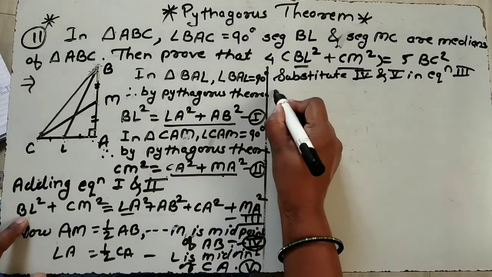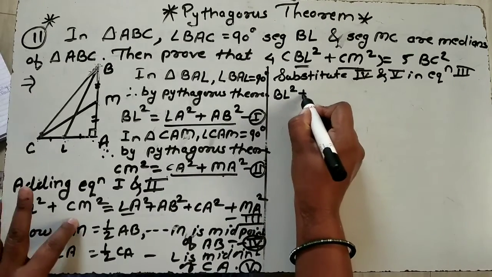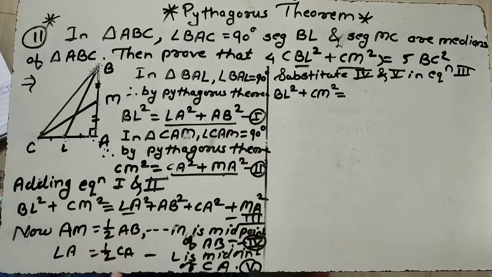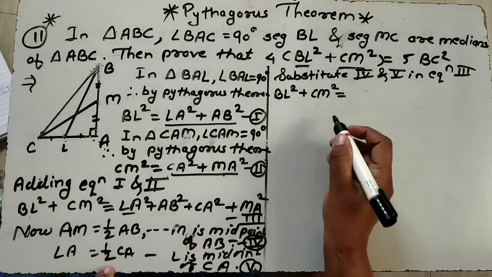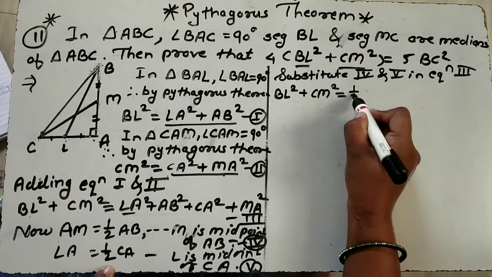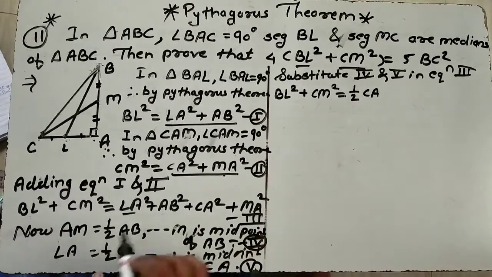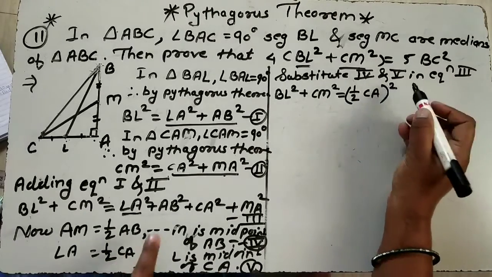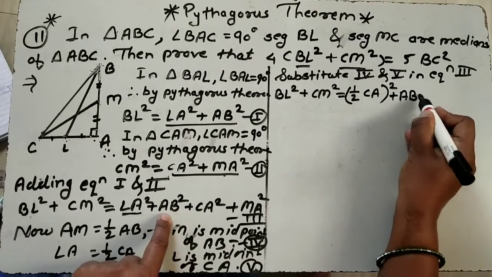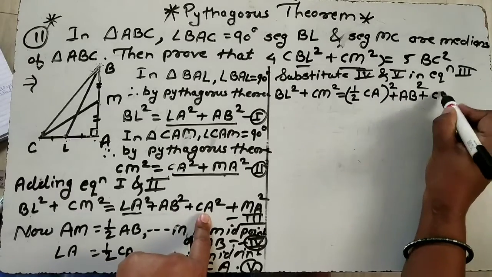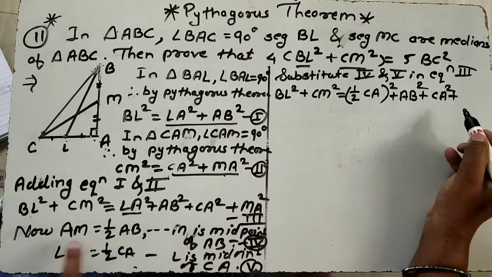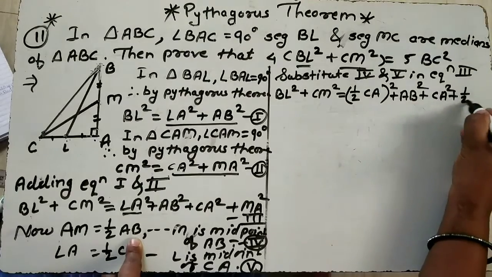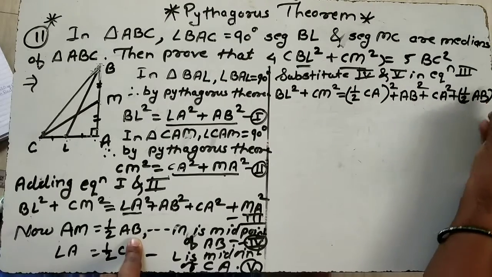So we will write this as it is, BL square plus CM square is equal to LA square. LA is equal to what we found here, 1/2 CA. So instead of this LA, I wrote here 1/2 CA, in brackets square, plus AB square plus CA square, and plus this MA's value that we found here, 1/2 AB. So instead of this MA we will write here 1/2 AB, in brackets square.